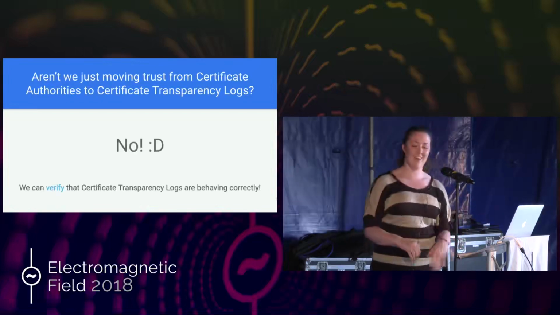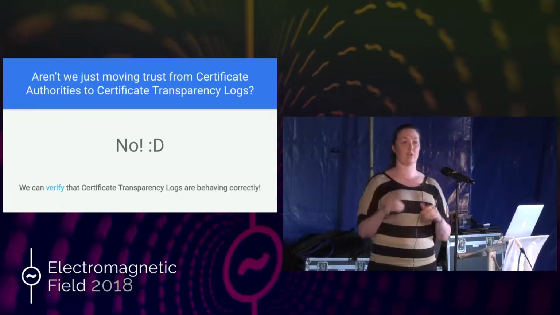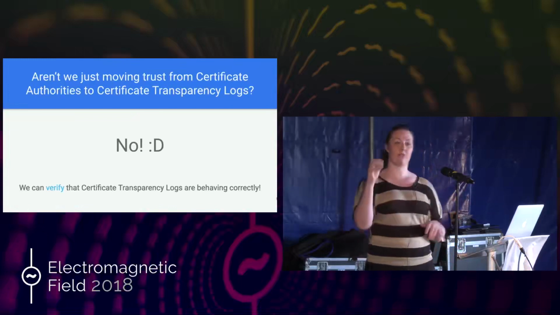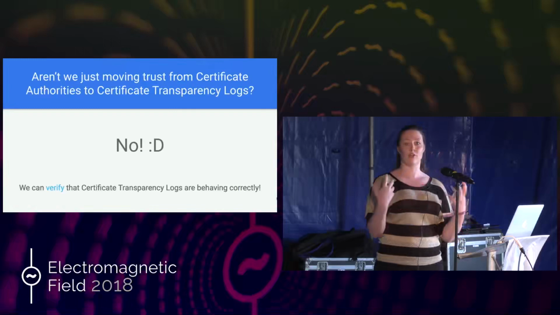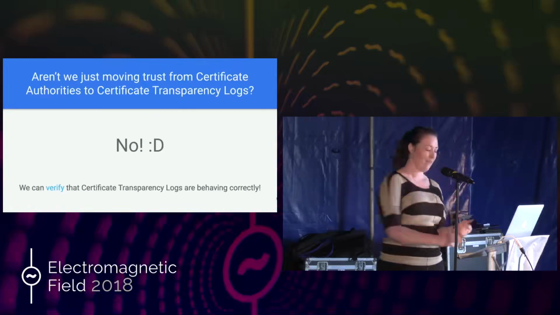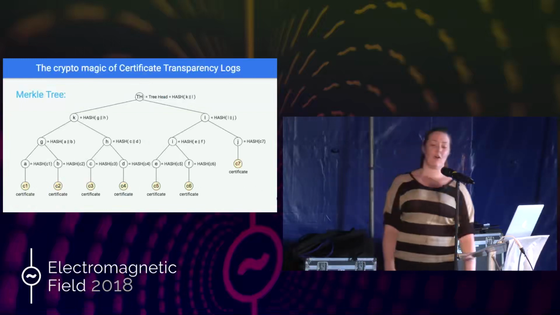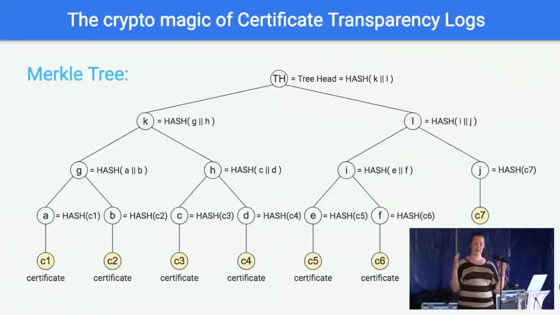No. It actually turns out we can verify that certificate transparency logs are behaving correctly. And the reason we can do that is because of the cryptographic data structure that is used by certificate transparency logs to store certificates. And that data structure is a Merkle tree. Now, the Merkle tree that you can see up on the screen is just one containing 7 certificates. So this represents a CT log containing 7 certificates, very, very small.